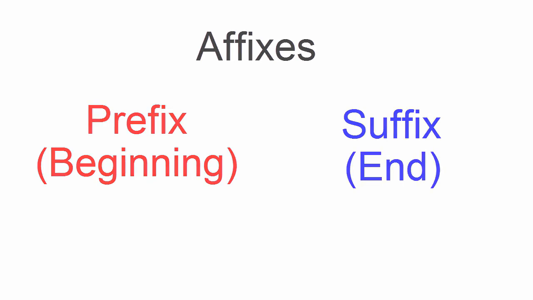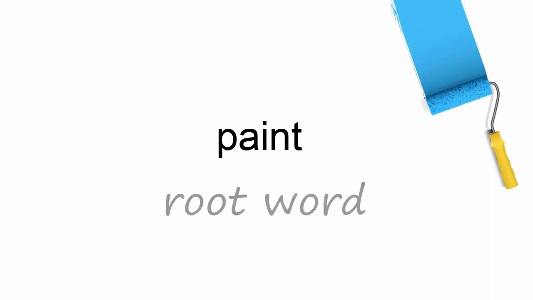Using this information, let's look at the word repainting and break it down into smaller parts. This word is made up of 3 parts. You probably recognize the word paint in the middle. We call paint the root word. We call it the root word because it can stand alone as a word that already has its own meaning.